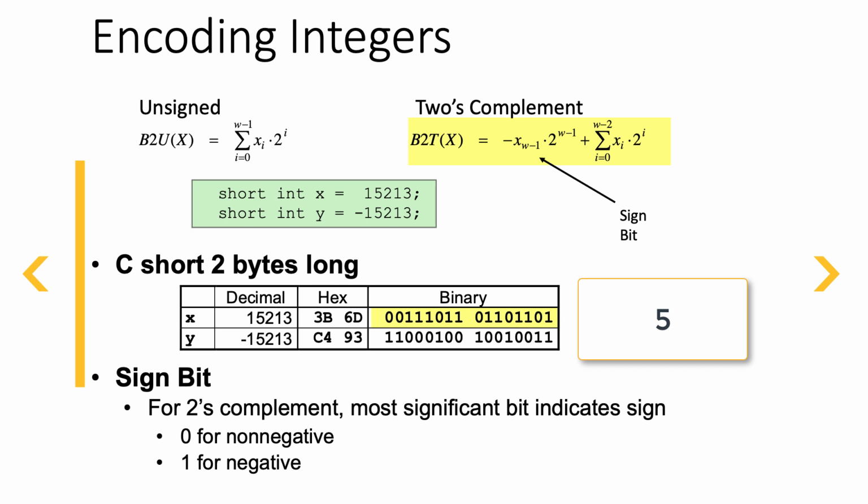We get to that most significant bit, and we multiply that by the part of the function over on the left that indicates what we do with the sign bit. That's a 0. X sub w minus 1 evaluates to 0, so that whole part is equal to 0, and we end up with a positive 15,213. We do exactly the same thing with y.